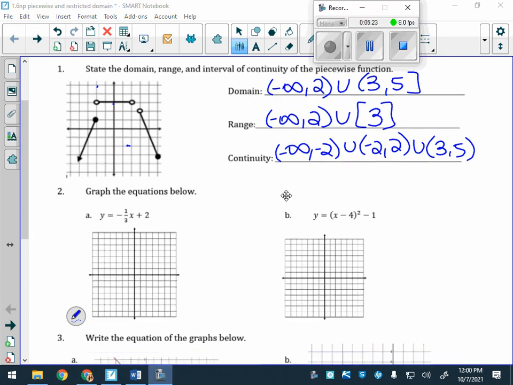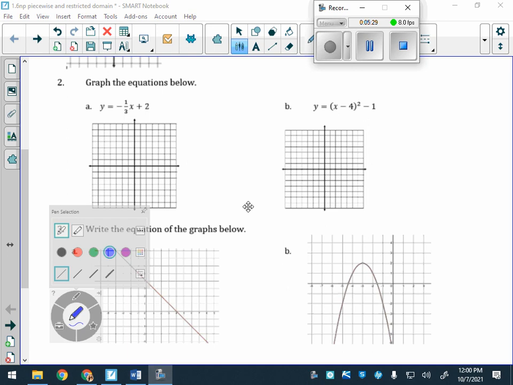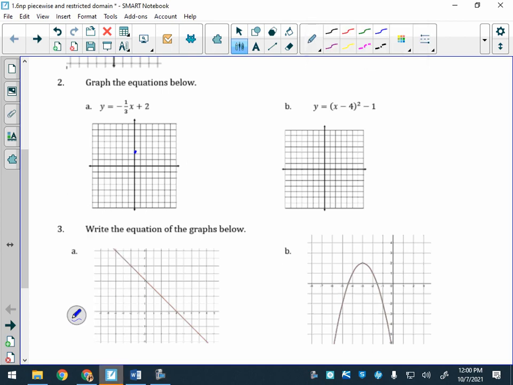Good. Okay. So the next two questions are just graphing. All right. So when I'm graphing a line, where do I start? John. The y-intercept, which is 0, 2.